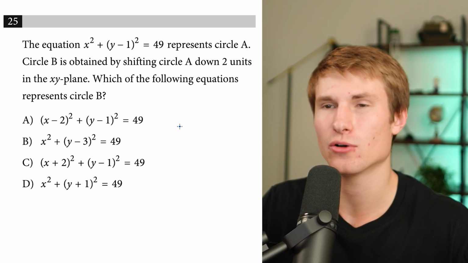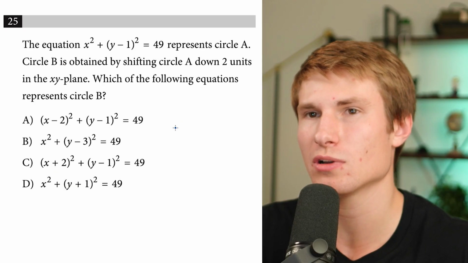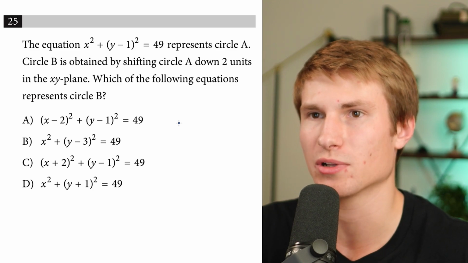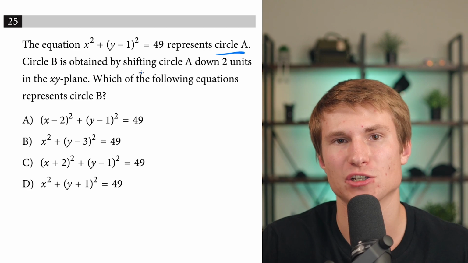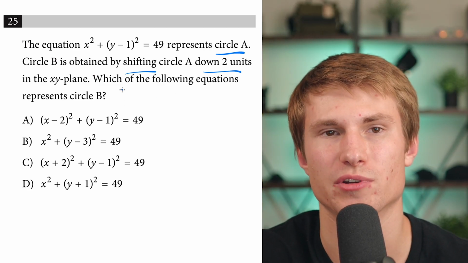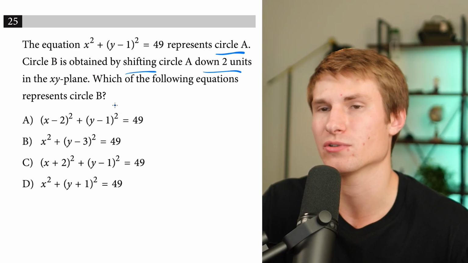Here's why you need to know the equation for a circle on the SAT. Question 25 states the equation x squared plus y minus 1 squared equals 49 represents circle A. Circle B is obtained by shifting circle A down 2 units in the xy plane. Which of the following equations represents circle B?